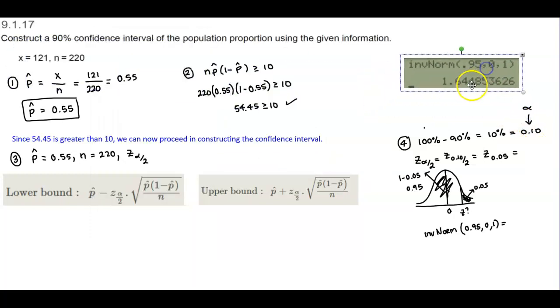Okay, so if we round that to 3 decimal places, that gives us 1.645. So over here, we can let that equal 1.645.